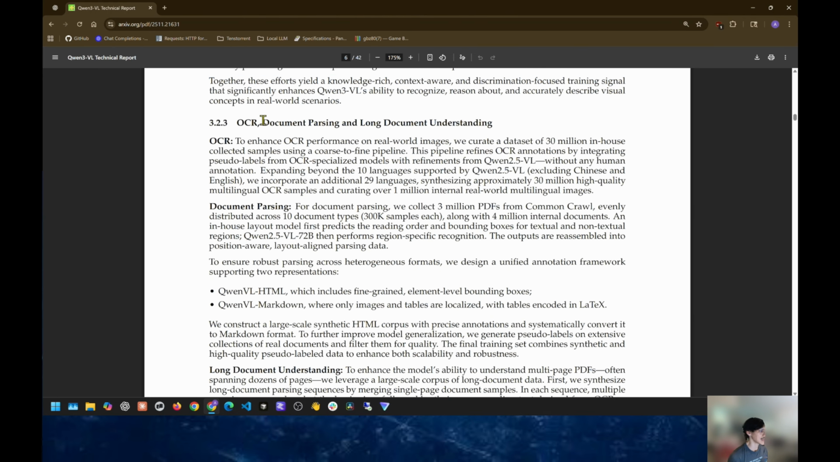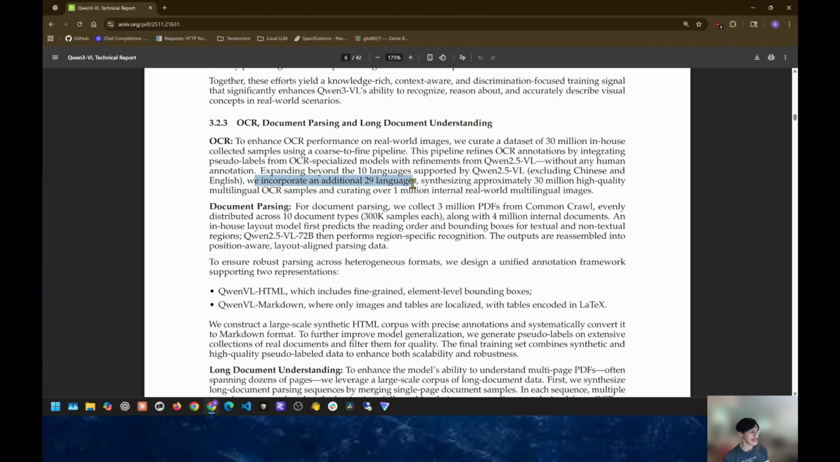Okay, OCR, document parsing, and long document understanding. OCR. To enhance OCR performance on real-world images, we curate a dataset of about 30 million in-house collected samples using a coarse-to-fine pipeline. This pipeline refines OCR annotations by integrating pseudo-labels from OCR-specialized models with refinements from Qwen 2.5 VL without any human annotation, expanding beyond the 10 languages supported by Qwen 2.5 VL, excluding Chinese and English.